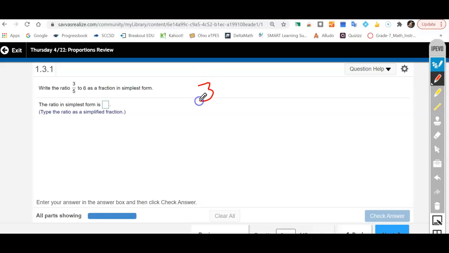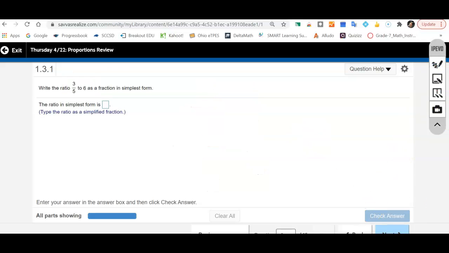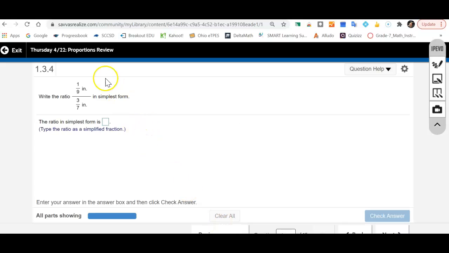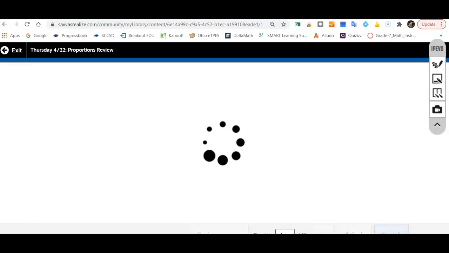So now we're setting up this ratio, 3/5 to 6. I'm going to set it up like this because now that tells me that I divide this out straight down. 3/5 divided by 6. And that's the same on some of these. That just means division. You got to punch in your calculator using that fraction button. All right.